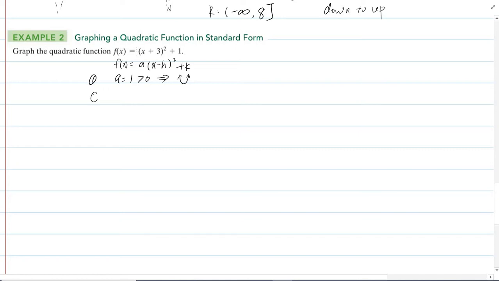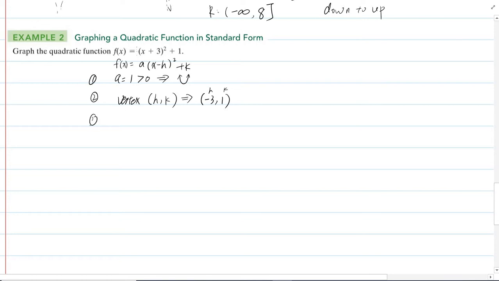Because it's positive. Then step 2, we want to find the vertex. The vertex, remember, is (h, k). In our case, be careful, this is a plus right here, here is a minus, which means our h is negative 3. Then our k is 1, right? Because here we have to rewrite this as x minus negative 3, then that matches our standard form right here. So our vertex is (-3, 1), that is my h, this is my k.